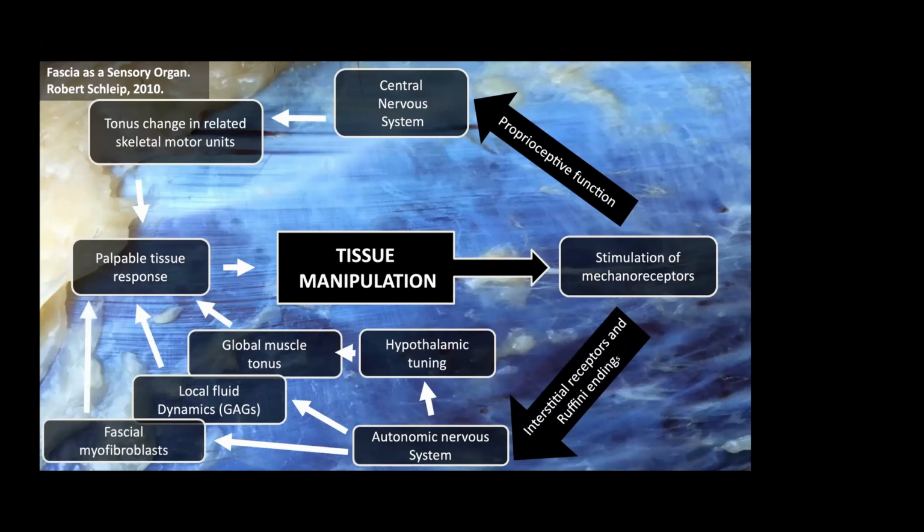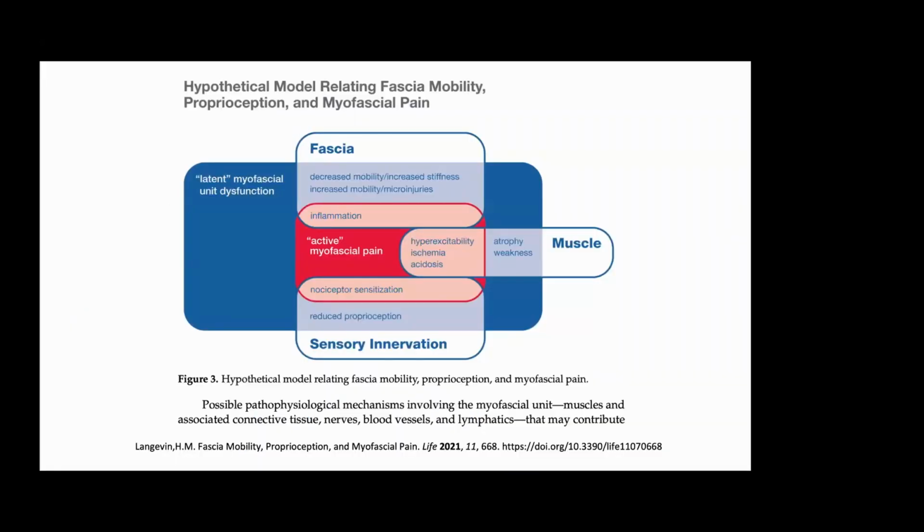We can stimulate it in a rapid way, and then we can go with the Ruffini endings and get this local fluid dynamics getting better. We can do the hypothalamic tuning and then change the global muscle tone. Everything is happening there when we are doing tissue manipulation with a finger or with a lymphotouch.